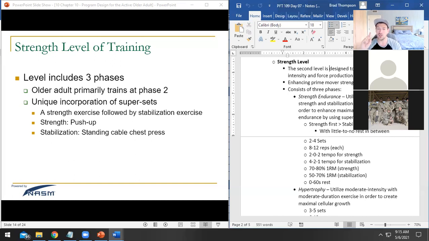Number 1, your superset technique for strength endurance is going to be for the same body part. You're going to do 2 exercises for the same body part. So for instance, I would do a bench press and I would pair that with a push-up, right? Because a bench press is a chest exercise and a push-up is also a chest exercise. So again, think about the idea of endurance here. I'm doing 2 exercises back to back.